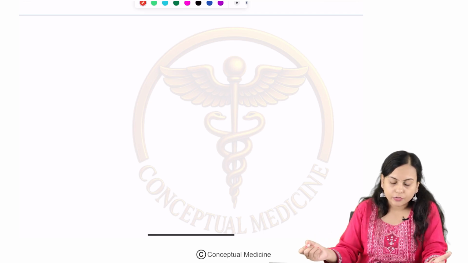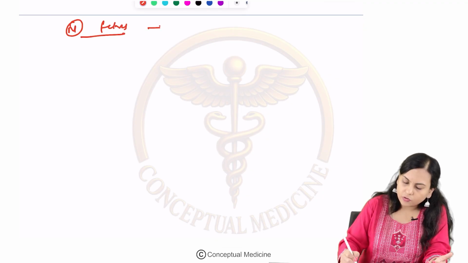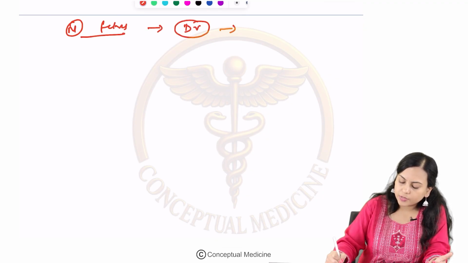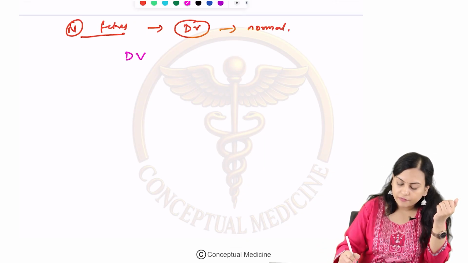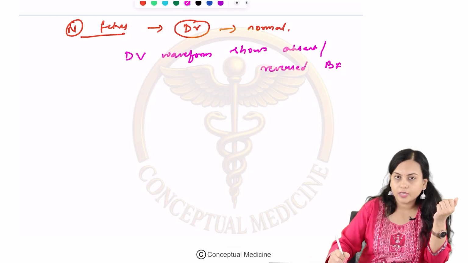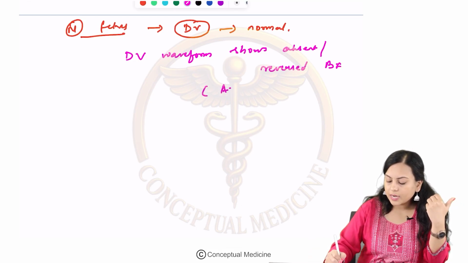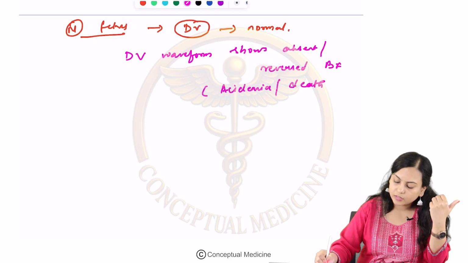Another point you have to know: in a normal fetus, the flow in the ductus venosus is going to be normal, right? So what happens in IUGR? The ductus venosus waveform shows absent or reversed blood flow. That is, it will show fetal acidemia or even death. Clear?